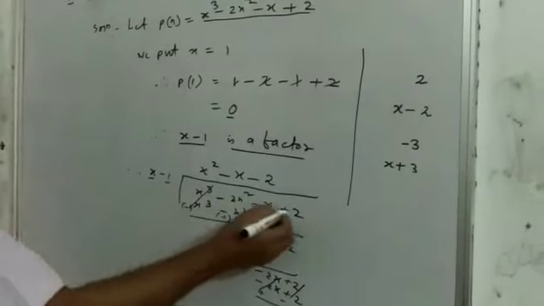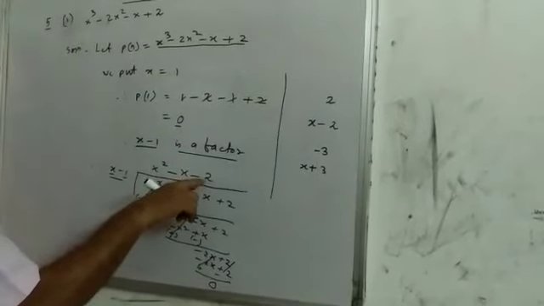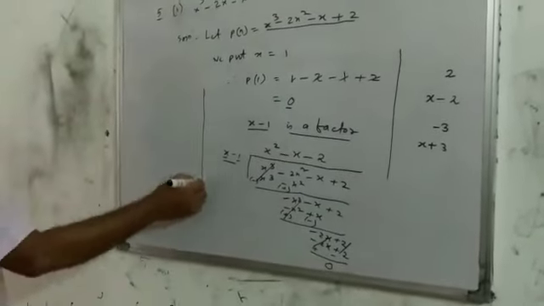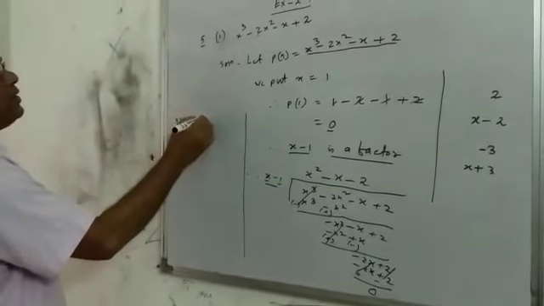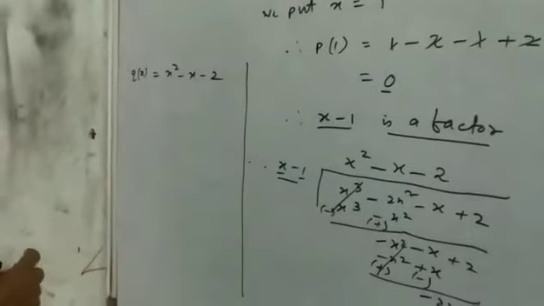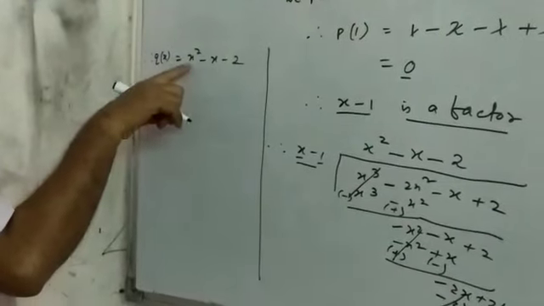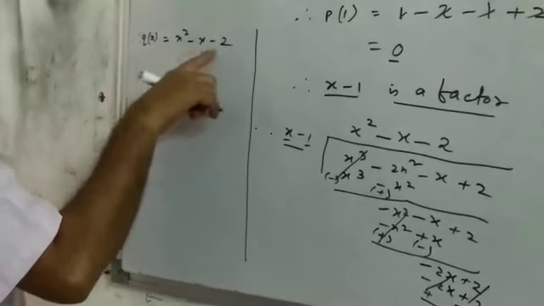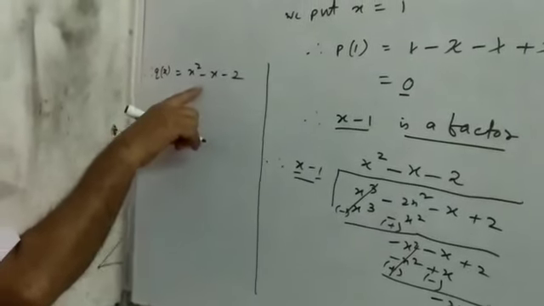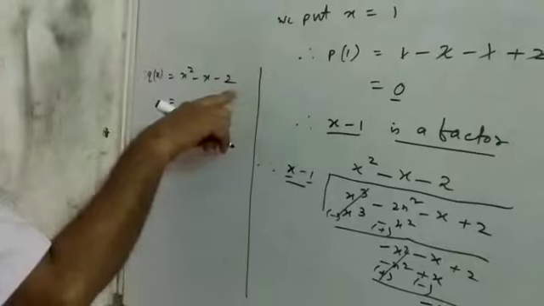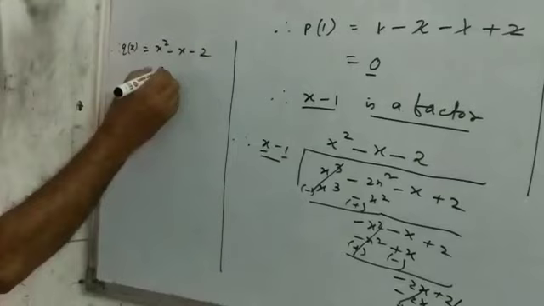Okay, we have divided this polynomial by this factor. We got x square minus x minus 2 as quotient. Therefore we can write Q(x), means the quotient part, is x square minus x minus 2. And this is a quadratic polynomial. Again we factorize this polynomial. It is a quadratic polynomial. We can factorize by splitting the middle term, or by using the identity, or by another method also. So we can factorize it by splitting the middle term.